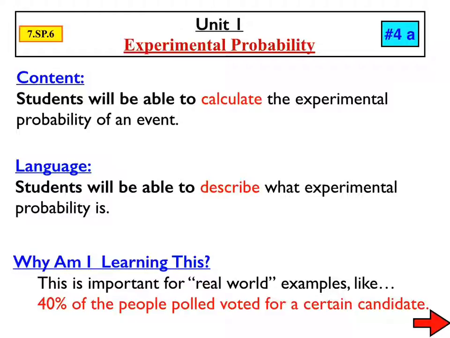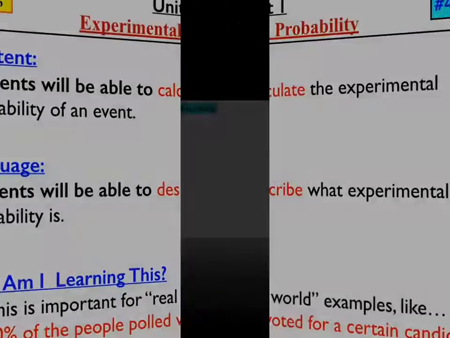So today you'll be calculating the experimental probability of an event, and we'll use some websites to quickly go through those experiments. With your shoulder partner, you'll be describing what experimental probability is, and then our typical why am I learning this. And I'll stop for about 30 seconds to let everybody get the blank spots filled in there. All right, let's continue on here.